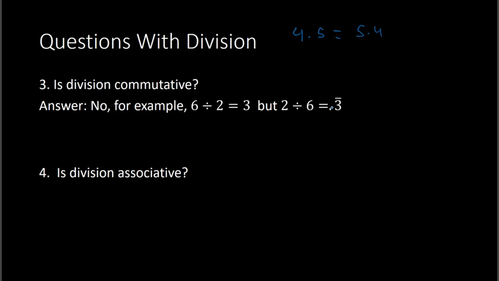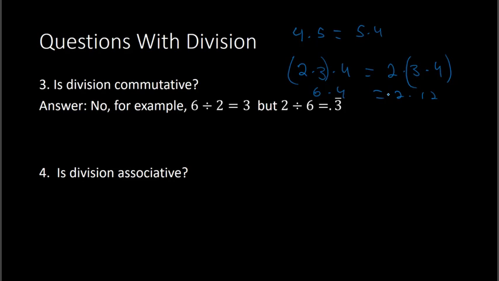Next question, is division associative? Well, associative, remember, means how I group things together. For multiplication, it was associative because if I had 2 times 3 times 4, it doesn't matter if I do 2 times 3 first and then multiply by 4. That would give me 24, 6 times 4. Or if I do the 3 times 4 first and then multiply by 2 after, which would be 2 times 12, both of which would give me 24.